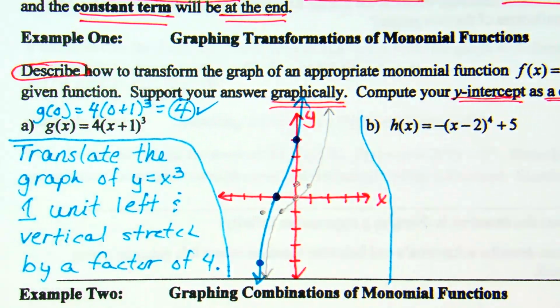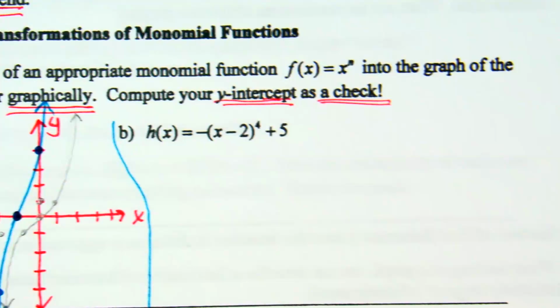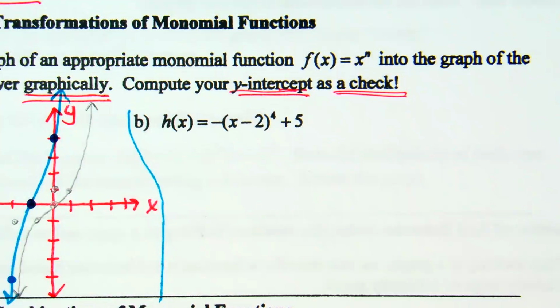Okay, guys. Let's talk about b. H of x equals negative of x minus 2 raised to the fourth plus 5. Okay, so we've got to talk about our description here. Reflect where? Across the x-axis. If the negative were on the x, it'd reflect across the y. Since the negative's out front, it reflects across the x. Now, what is my base graph that we're reflecting? What is my parent function? X to the fourth, yes?